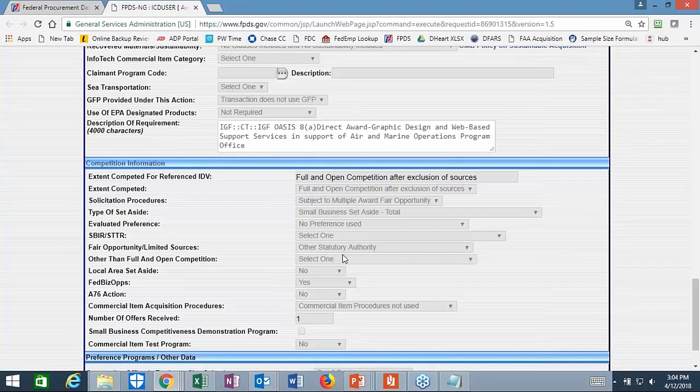So they were fishing around for that SBA authority, the 8A program, and what they should have done is put SS sole source here in the fair opportunity limited sources. Then go up to the type of set aside and make it an 8A sole source award. So you see that a lot. People referencing the Small Business Administration through this other statutory authority. The correct code is SS.